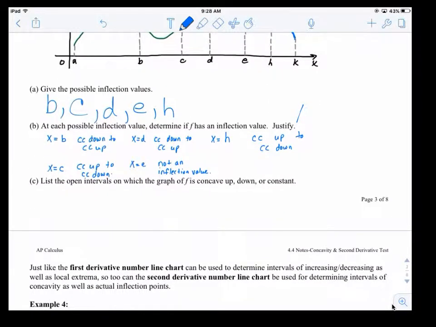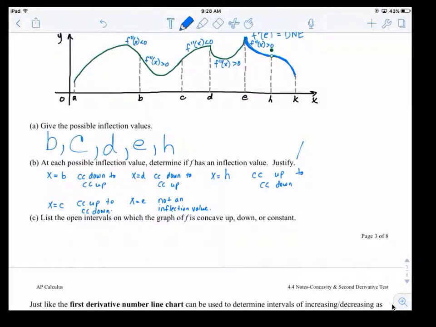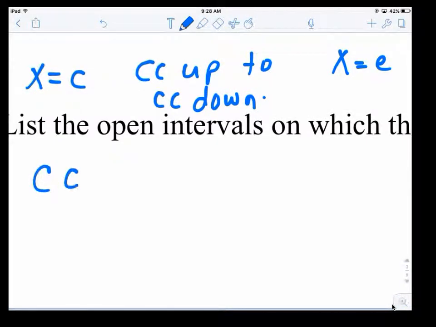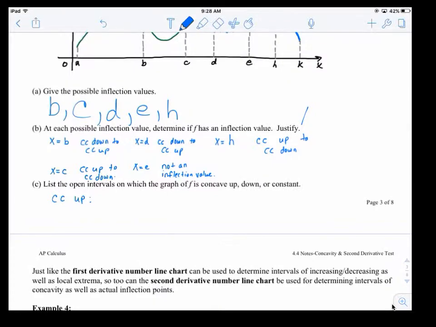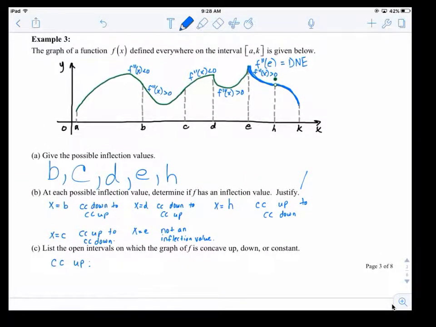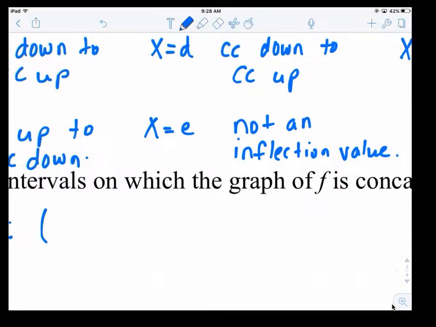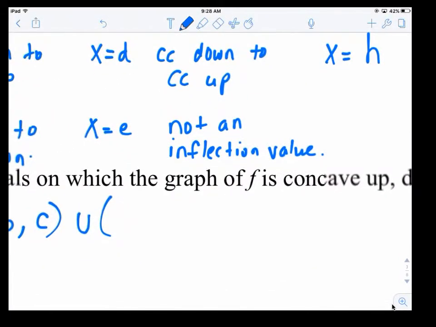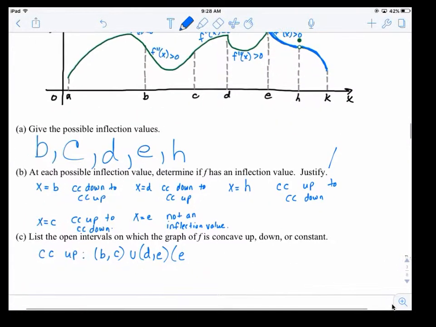All right, so list the open intervals for which the graph is concave up, down, or constant. So let's look for concave up. Where would your second derivative be positive? B to C. And where else? D to E. And then from E to H.